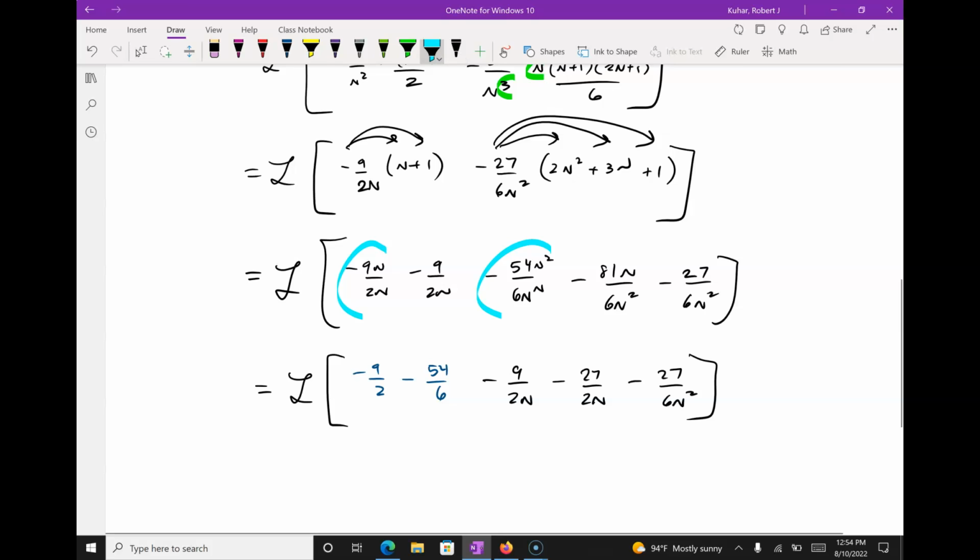The key is that I'm seeing that I've got a leftover n in all of these. So what's going to happen when n goes to infinity? All of those pieces are going to go to what? 0. So my limit as n goes to infinity just becomes minus 9 halves, minus 54 over 6, minus 0, minus 0, minus 0, right? When I take that limit, yes?